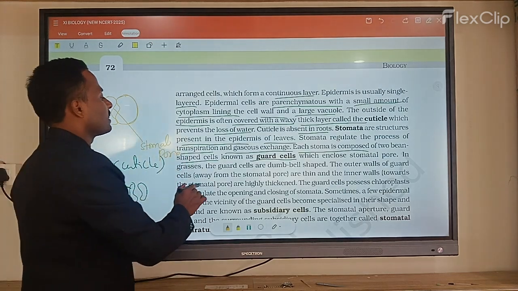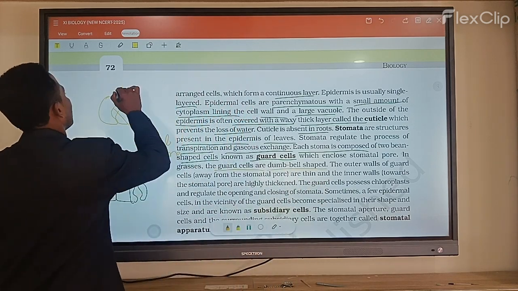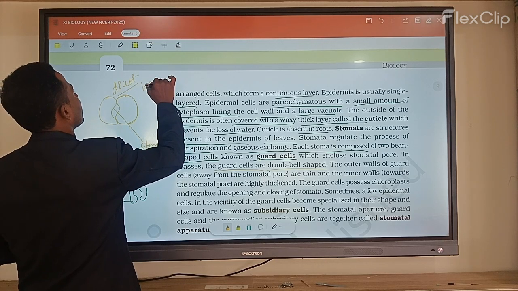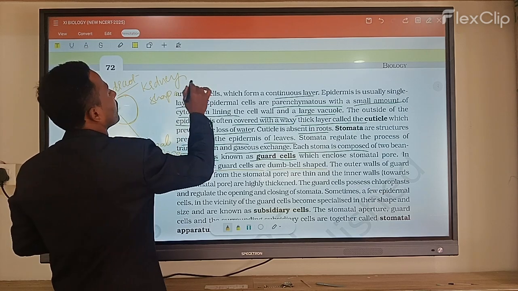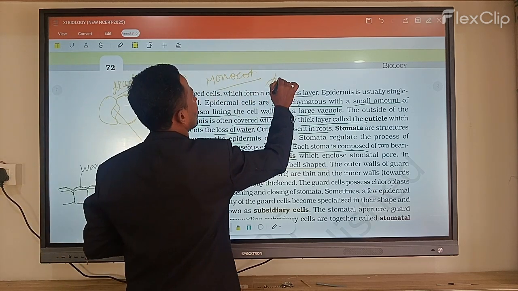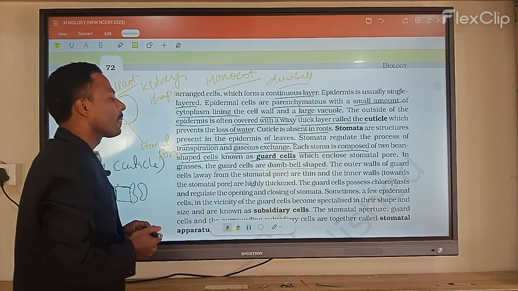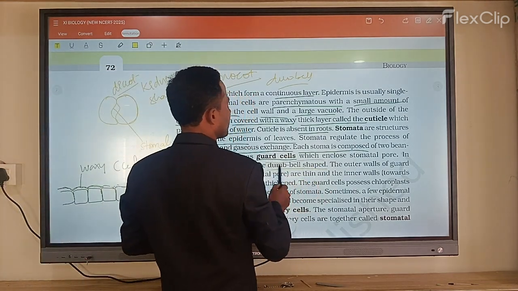Now in the grasses, mostly the guard cells are dumbbell shaped. In the dicot plant, they have a kidney shape, am I right? They have a kidney shape. But in monocots, the stomata has a dumbbell shape. They are dumbbell shaped guard cells.